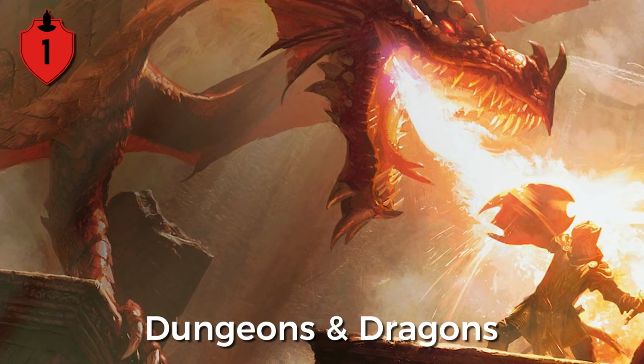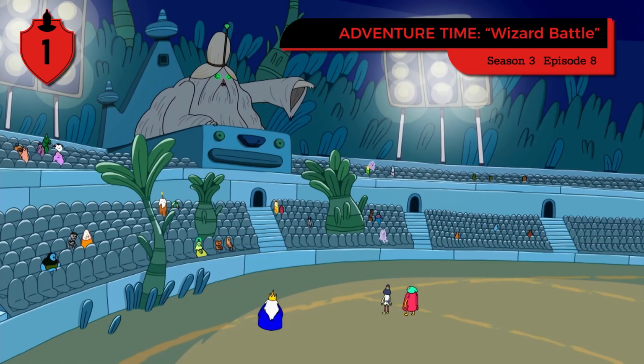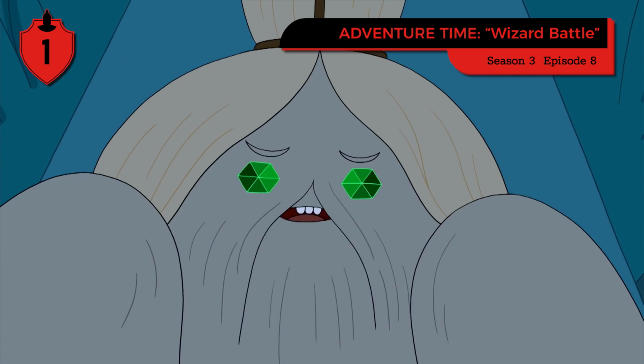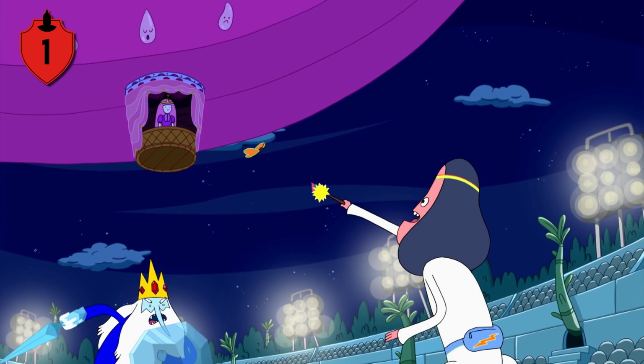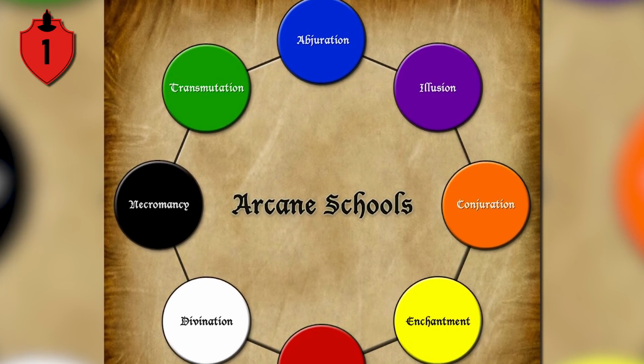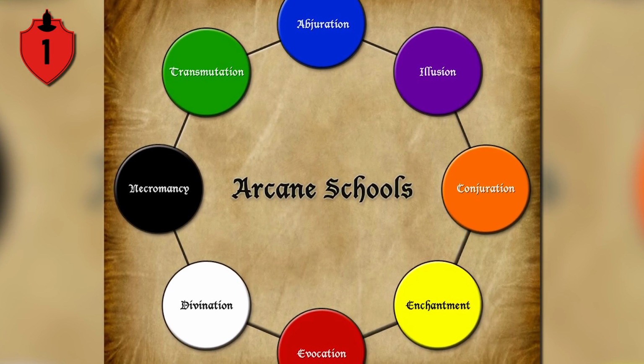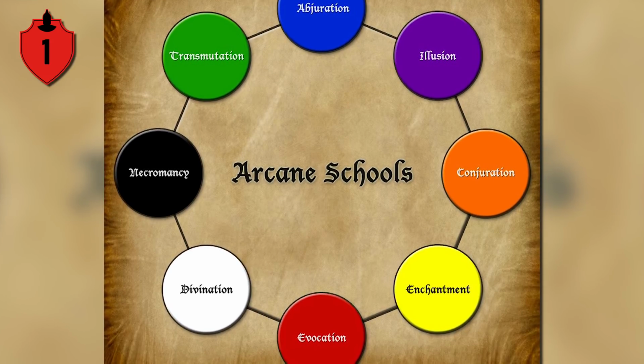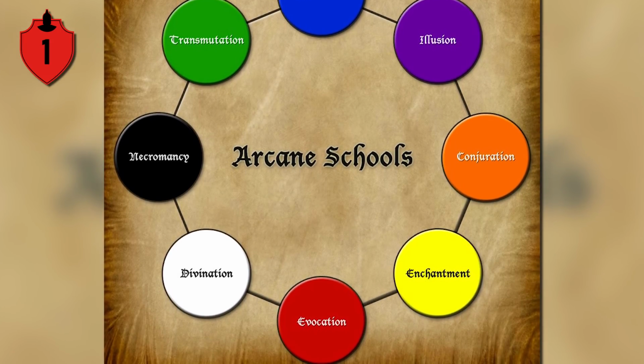Adventure Time itself is one big Dungeons & Dragons adventure. Pendleton Ward himself is a huge fan of the tabletop game and has mentioned that it helped inspire the show. In the episode Wizard Battle, the Grandmaster Wizard tells all competing wizards that they will be fighting using the 8 Schools of Magic, which is a reference to the 8 Schools of Magic within Dungeons & Dragons. To refresh your memory, they are Abjuration, Conjuration, Divination, Enchantment, Evocation, Illusion, Necromancy, and Transmutation.